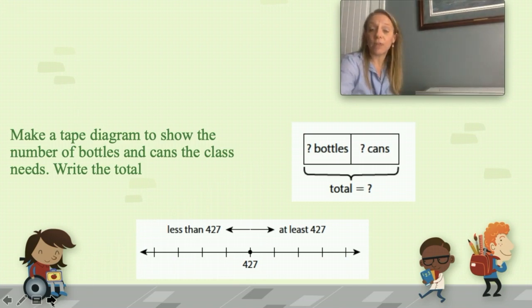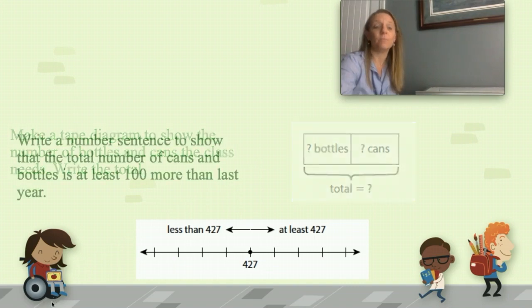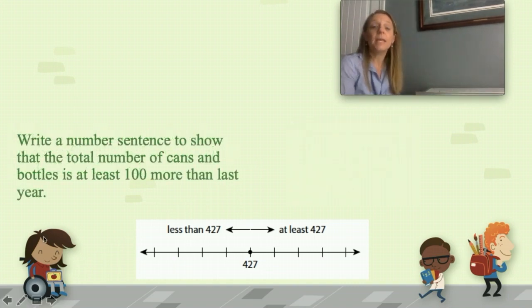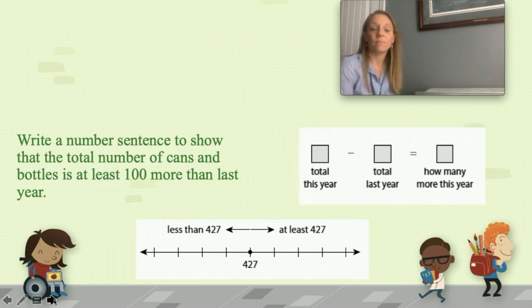There's one strategy you can use to solve your problem. Another one is to write a number sentence to show the total number of cans and bottles is at least 100 more than last year. So you have your total for this year minus your total for last year gives us how many more this year. And how many needs to be here? At least what? That's right, at least 100 more.